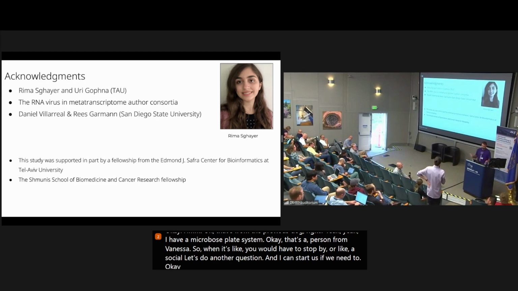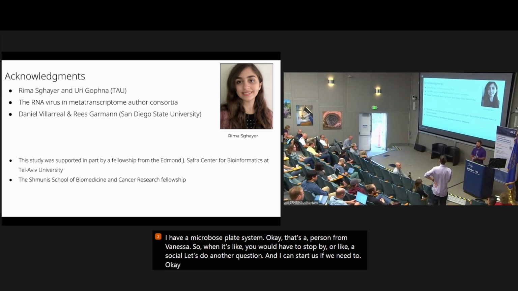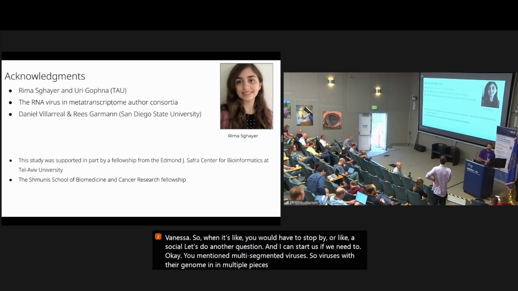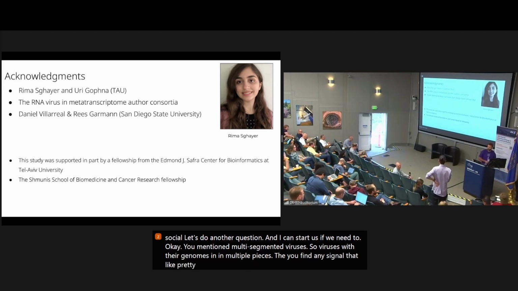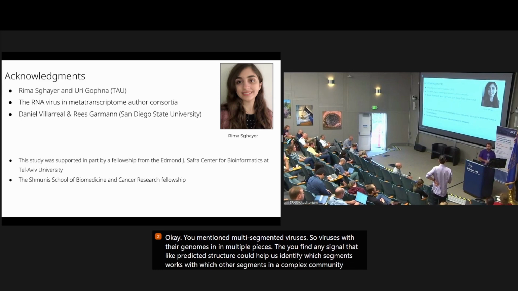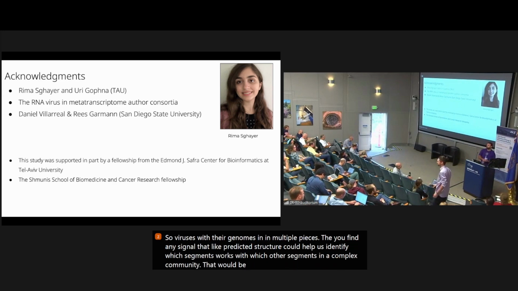Okay. You mentioned multi-segmented viruses, so viruses with their genomes in multiple pieces. Do you find any signal that predicted structure could help us identify which segments work with which other segments in a complex community? That would be one way to use this kind of approach.